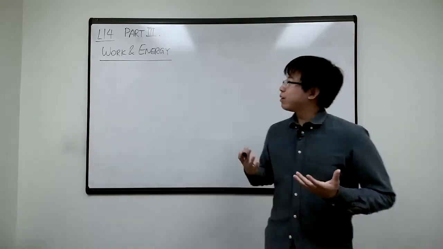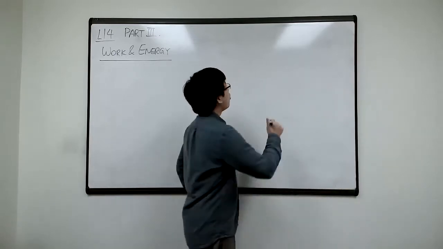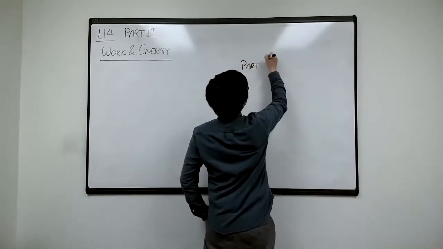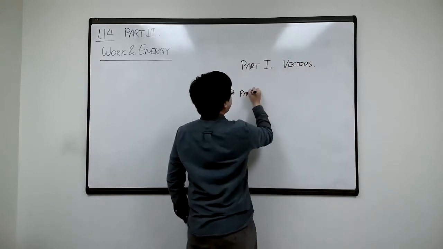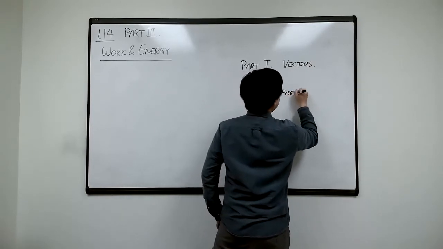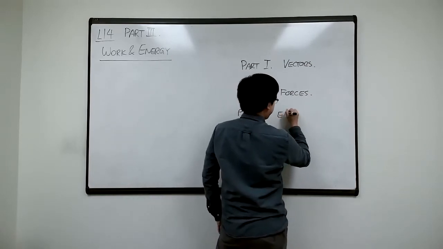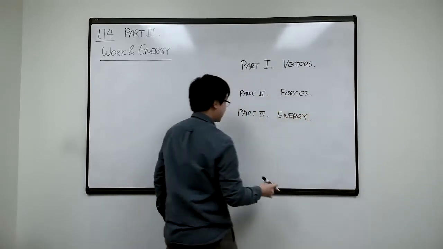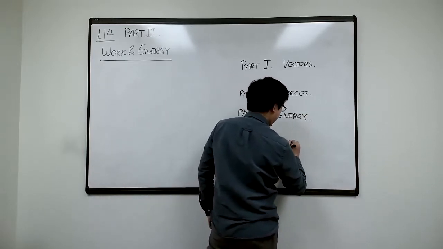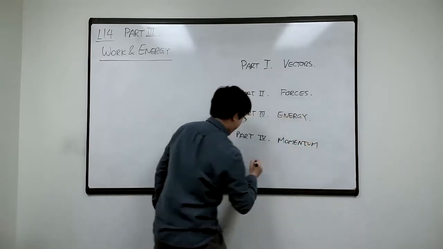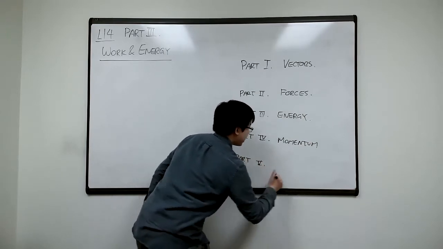What is this? Well, it's about work and energy, but how does this fit in the big picture? Let's see where this goes in our story. We started off with part 1 about vectors, and then part 2 about forces. And part 3 is energy, just to summarize things in one word. And then we'll go and look at part 4, which is momentum. And finally, part 5, in some sense, is angular momentum.